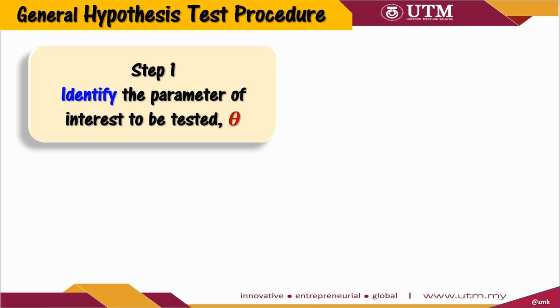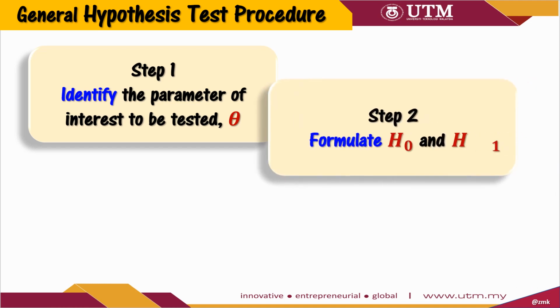Please remember that we do not test sample statistics such as x bar, p, or s squared. So identify correctly which of the 6 population parameters to be tested. That's the first step. The second step is to formulate H0 and H1. Remember the style of writing this hypothesis.